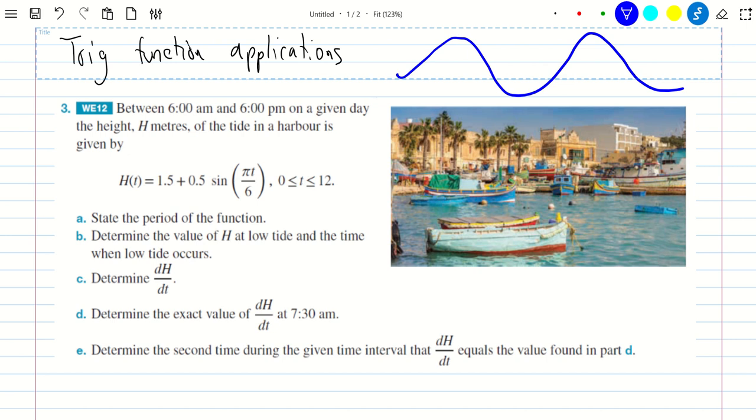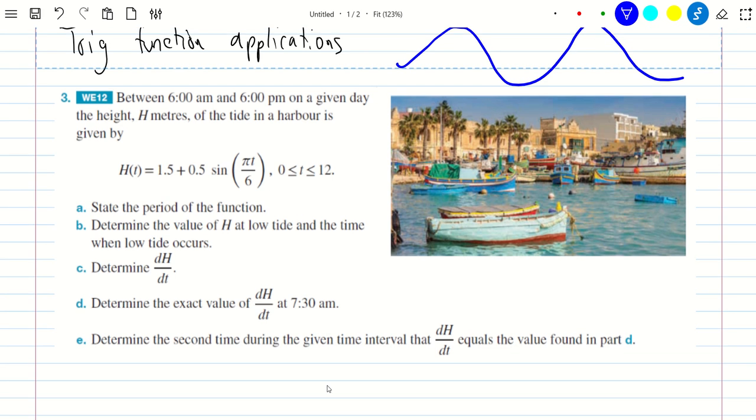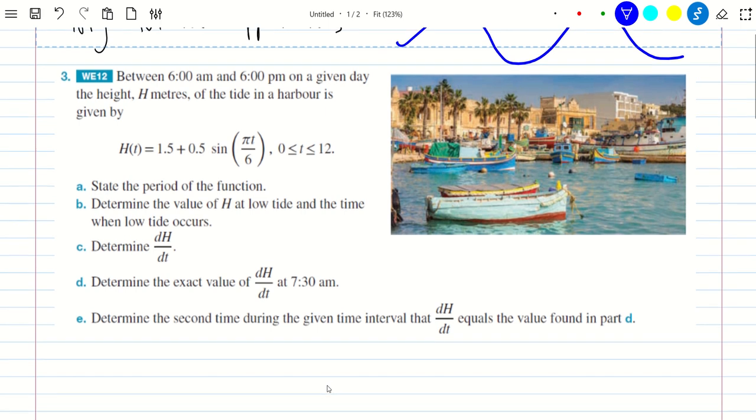Does it say what t is measured in? It actually doesn't, this question. So we're assuming that t is hours, but it doesn't actually specifically say that. But for the purpose of this question, I'm going to assume that, which is a safe assumption because it's between 6 a.m. and 6 p.m.